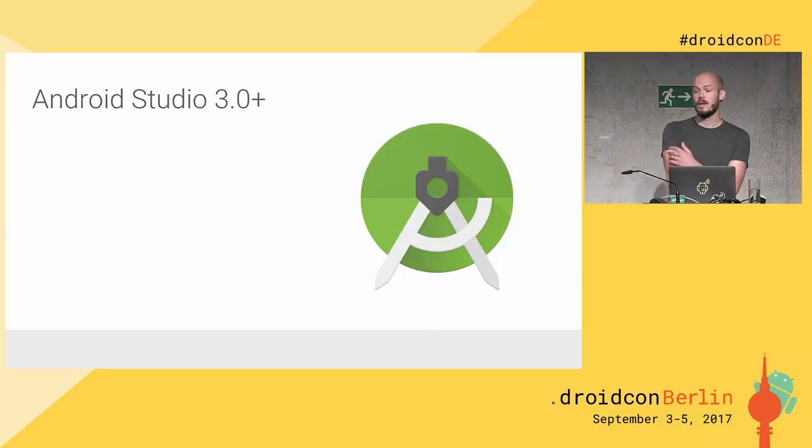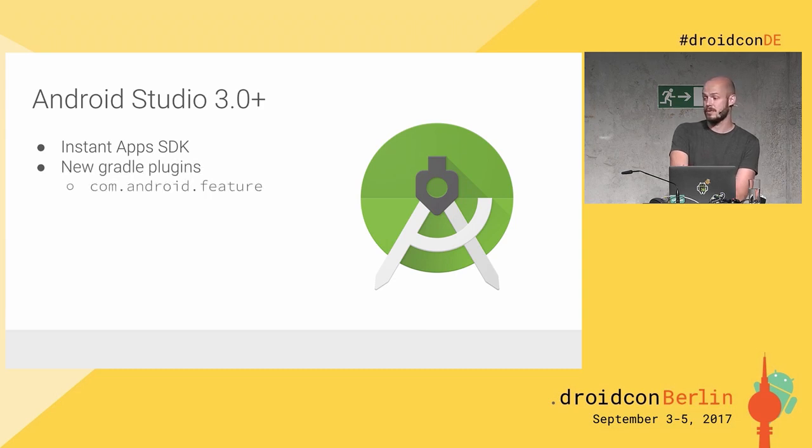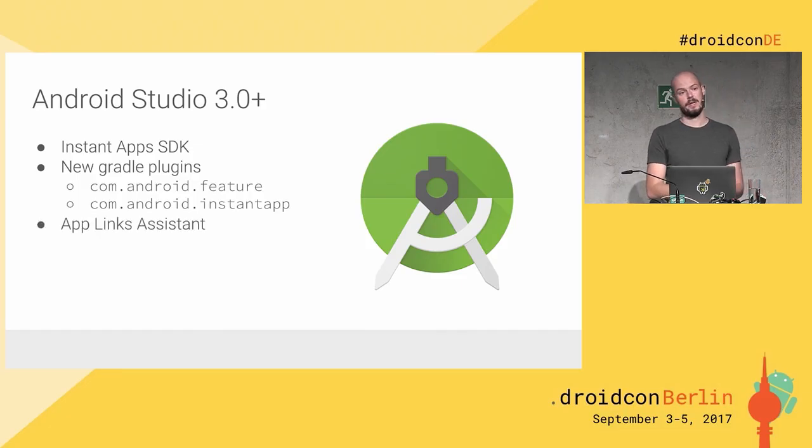When you want to start with development, you use Android Studio 3.0, which comes with new plugins with the Instant App SDK, the new Gradle plugins for, on the one hand, the feature plugin, which will either output the APK if you're on the Instant App path, or output a library if you're on the installed app path, as well as the Instant App plugin, which is used to replace the application plugin. It also gives you the App Links Assistant, which makes it easy to generate the file that you put on your server to actually tell the Play Store where to look for the match between the Android app and your website. There's already good documentation, so I won't go into too much detail on that end.